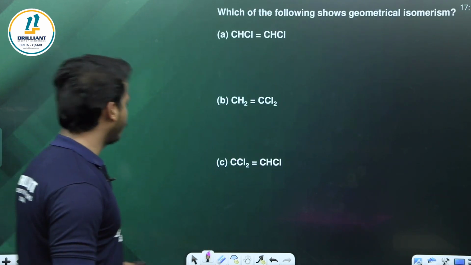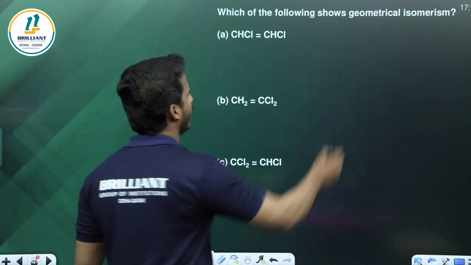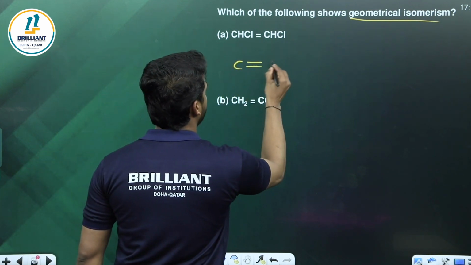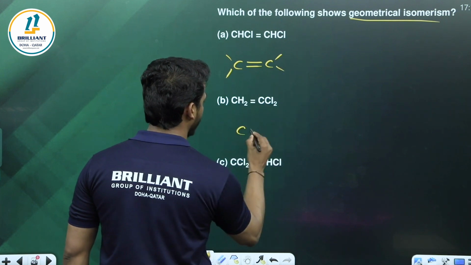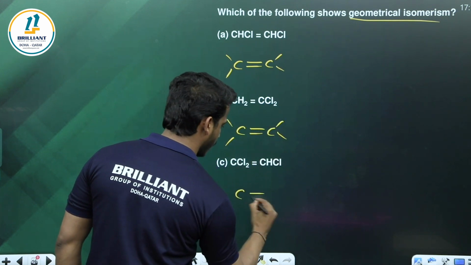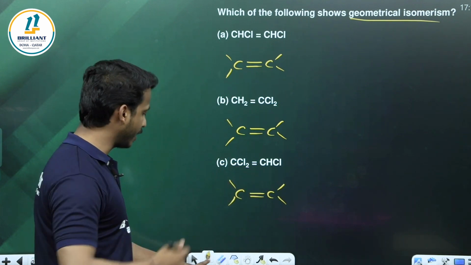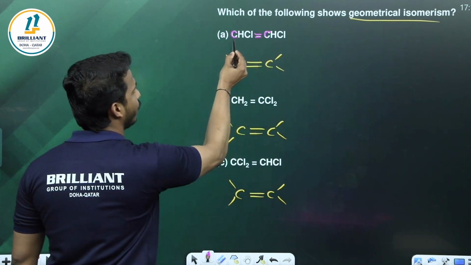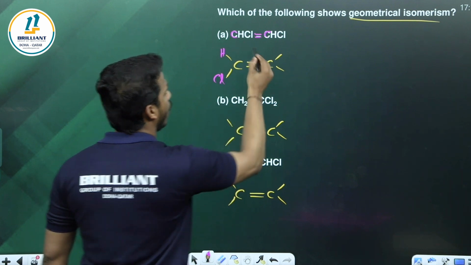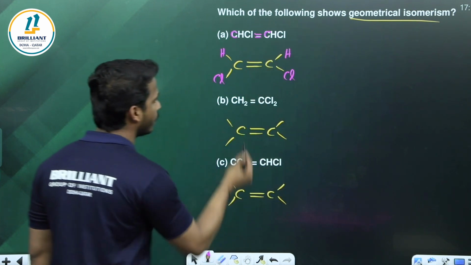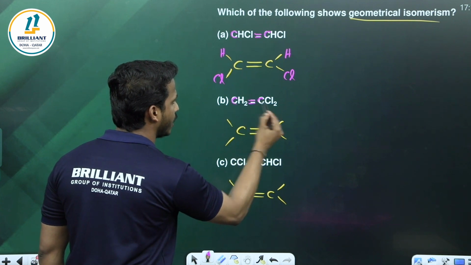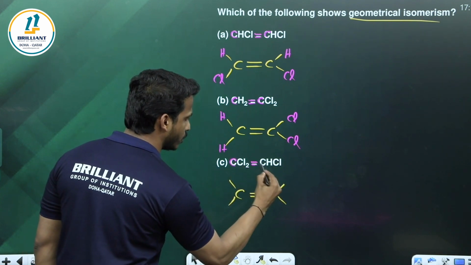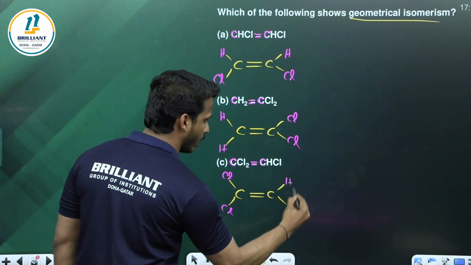Yes, let's go. Which of the following shows geometrical isomerism? Which of the following can give cis trans? Let's see. First you draw C double bond C, C double bond C, C double bond C. Now attach the groups. On the left carbon, one hydrogen and one chlorine are there. On the right carbon also one hydrogen and one chlorine. In this case, left side 2 hydrogen, right side 2 chlorine. Here, left side 2 chlorine, right side 1 H and 1 Cl.